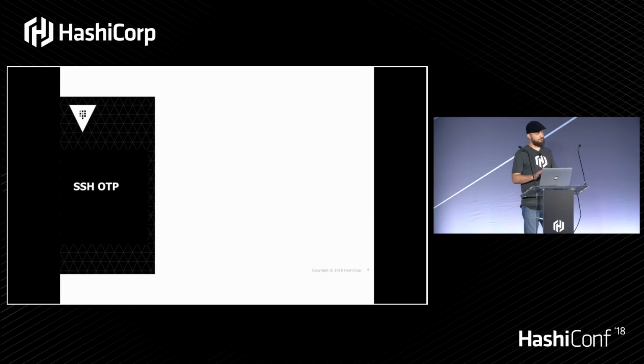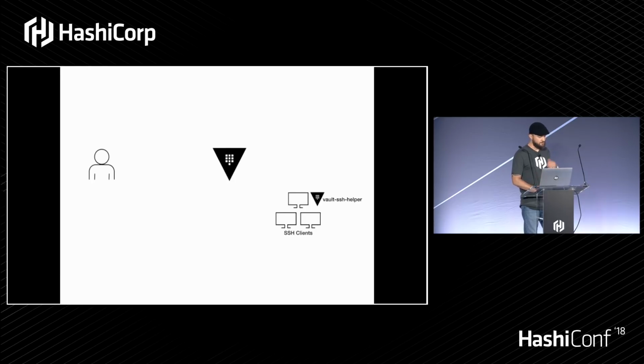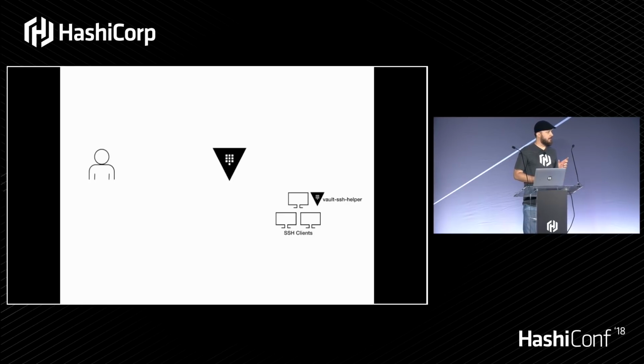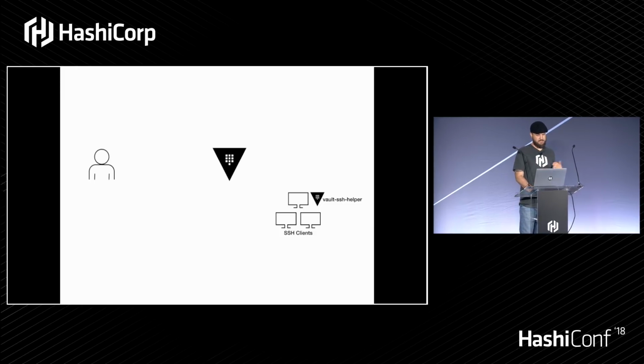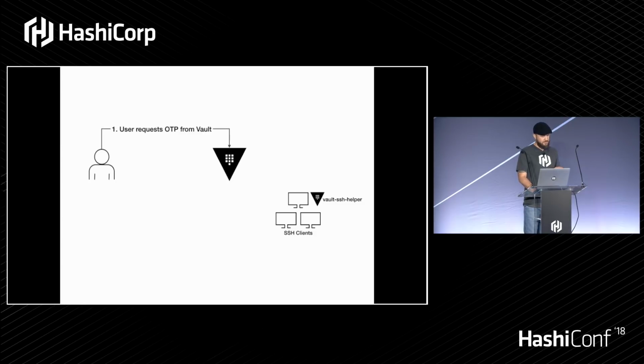So let's take a look at what the workflow would be for managing access using SSH one-time passwords. We'll start out with three objects. We've got a user, Vault, and then your SSH clients themselves. These SSH clients have a little helper utility on them that is configured using PAM, pluggable authentication modules. I'll show you how that's configured. But effectively, the workflow here is a user, once they're authenticated to Vault, can make a request to Vault to say, I need a one-time password for my instance. So Vault will say, yes, this person has access to be able to get a one-time password back, and will respond with that one-time password.